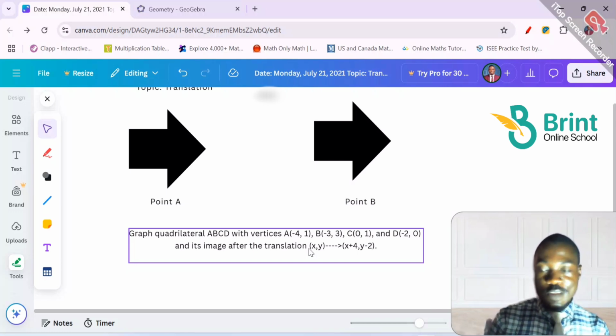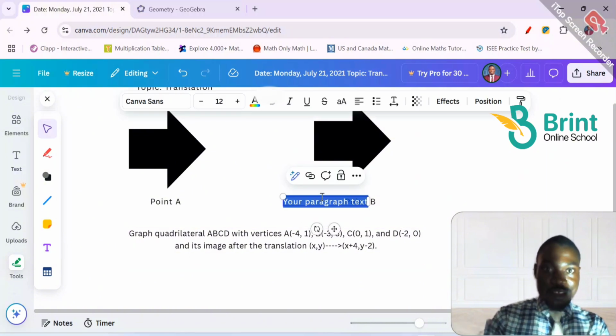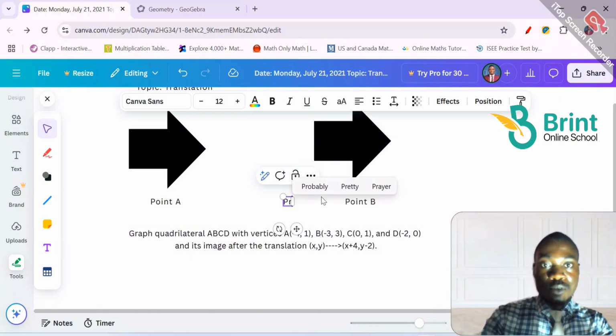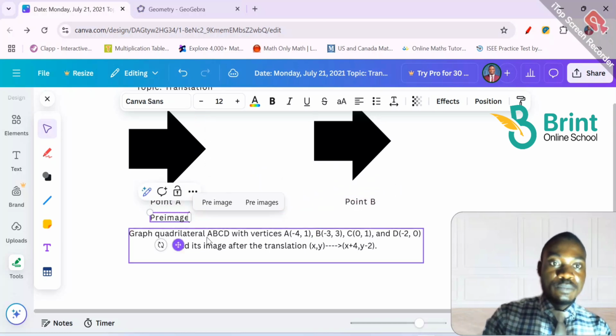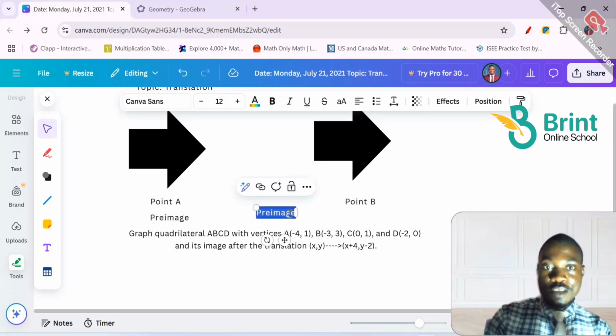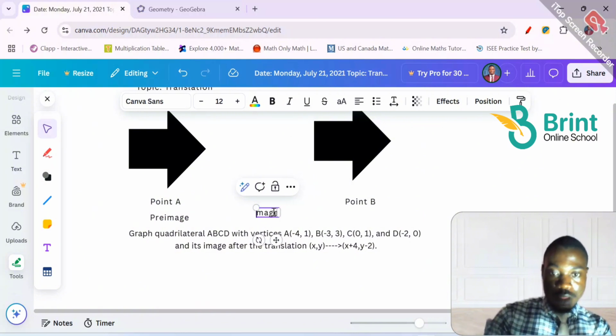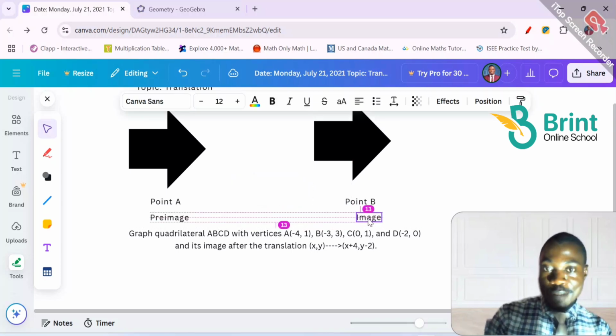This is a figure. So the figure we're expected to translate here is quadrilateral ABCD, and that figure is called a pre-image. Any figure we are asked to translate, that is the original figure, is called a pre-image. While the figure we expect to form after translation is called the image of the translated figure. So those are the two terminologies we need to understand.